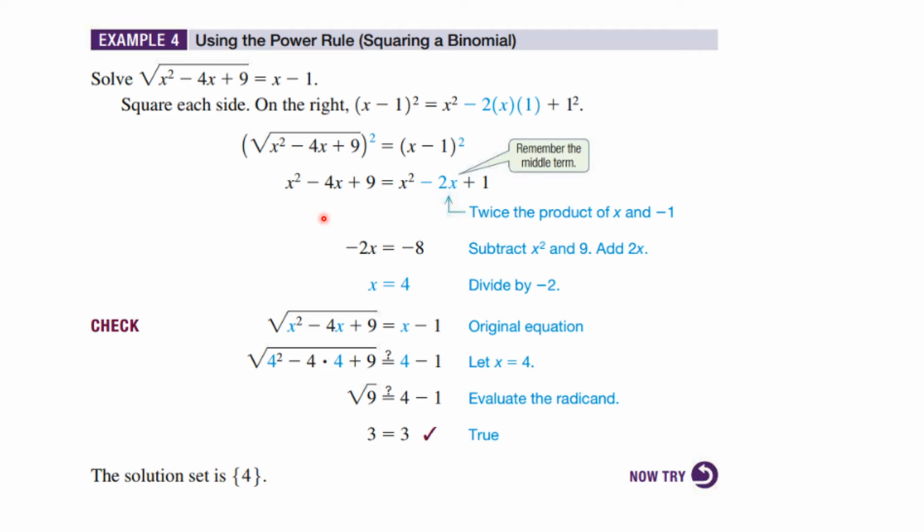Now notice, my dear students, that the x squared is on both sides. It will cancel out, so this is a linear equation to solve. Solving, we will get minus 2x equal minus 8, or x is equal to 4. We have to check this in the original equation, but when we substitute into the original equation, we will get 3 equal 3. So the solution set is 4.